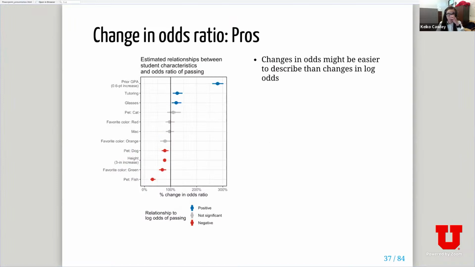Some pros for this graph is that it might be easier to explain the odds than the change in log odds, right? We're more familiar with odds. It's still pretty easy. There's not a whole lot that we did different here, right? Basically, we just exponentiated to get rid of the log.